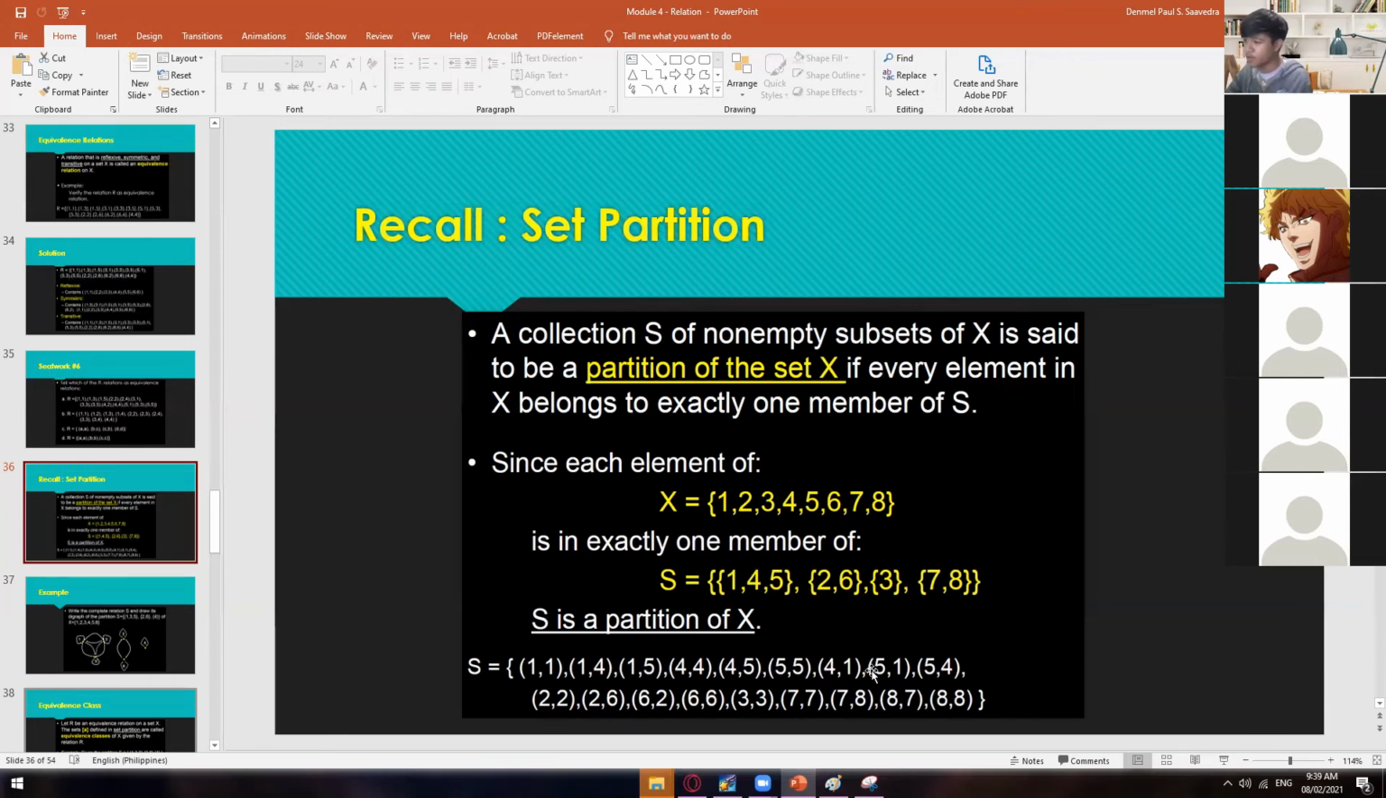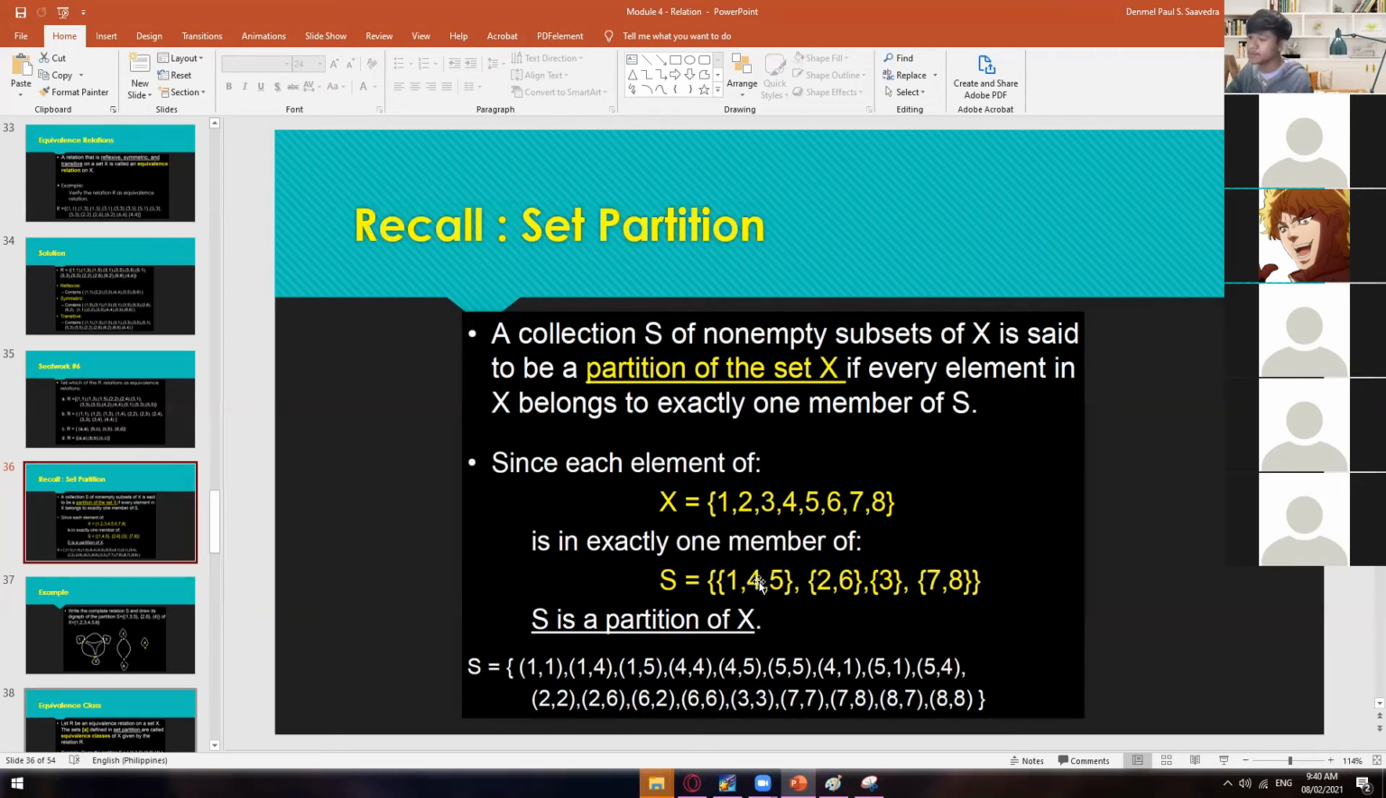So we have 4, 1, and then we also have 5, 1, which is this one. Okay, and then we have 5, 4, and then 5, 5, of course. So as you can see, this one is the Cartesian product of itself.